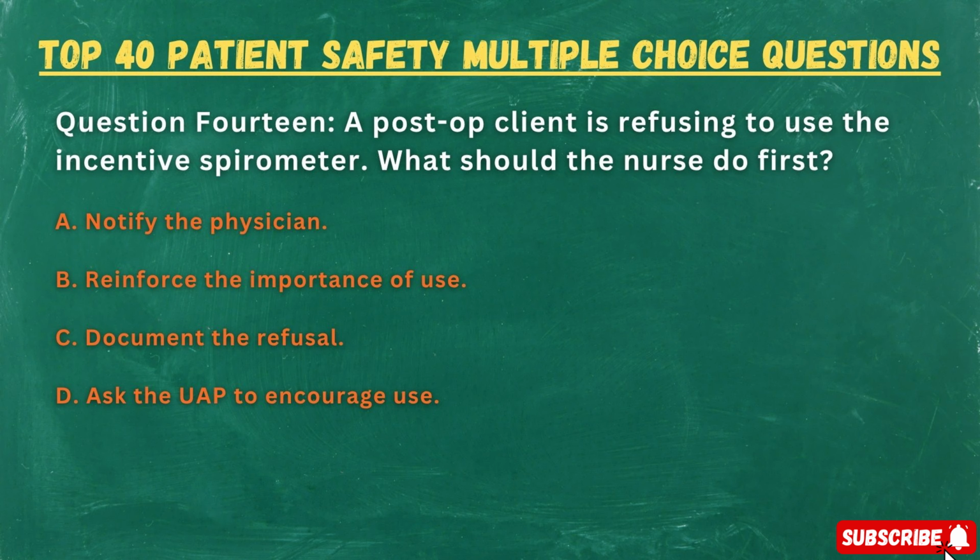Question 14. A post-op client is refusing to use the incentive spirometer. What should the nurse do first? A. Notify the physician. B. Reinforce the importance of use. C. Document the refusal. D. Ask the UAP to encourage use.